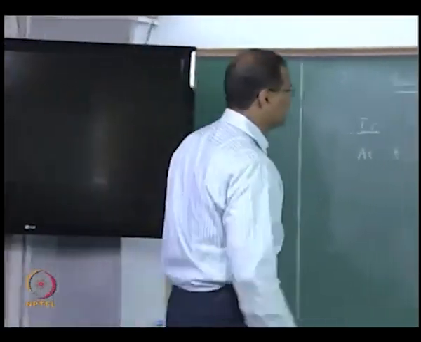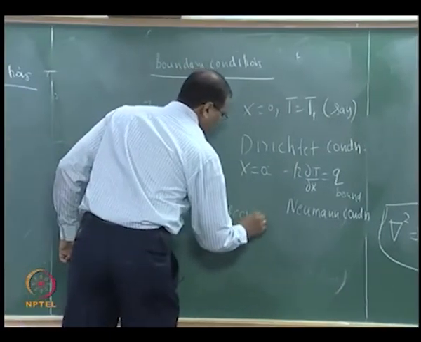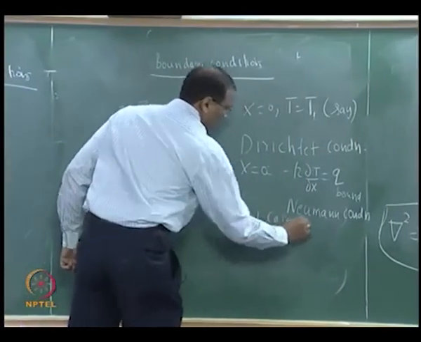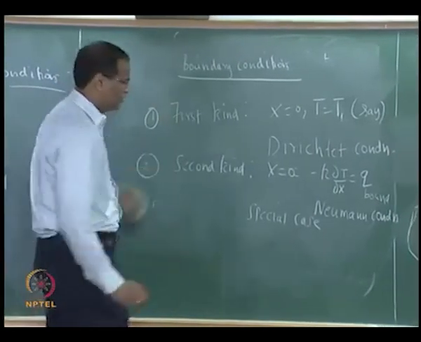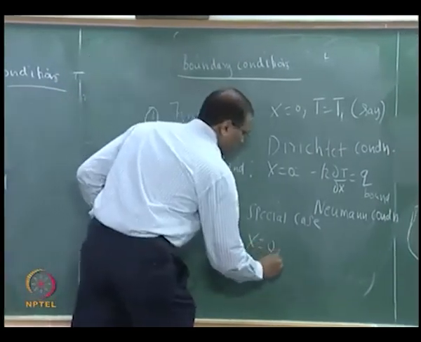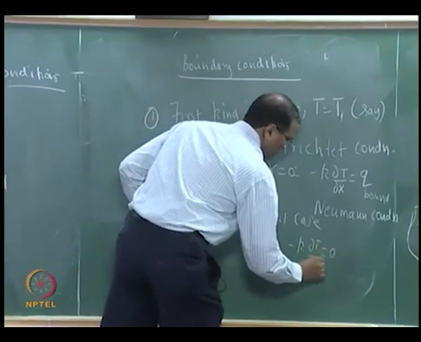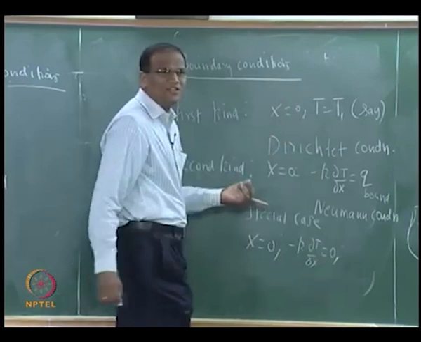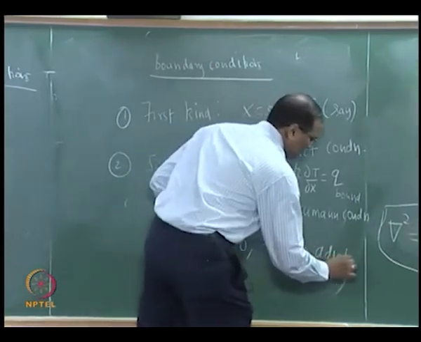What will be a special case of this? At x equal to 0, dt by dx equal to 0. What do we call this condition? Heat transfer... Adiabatic or insulated.